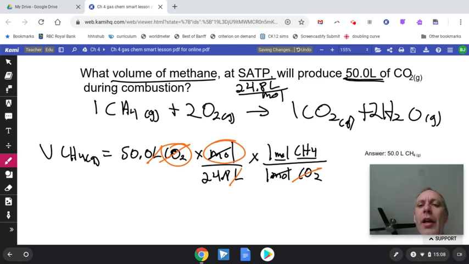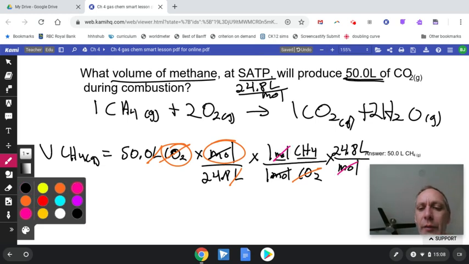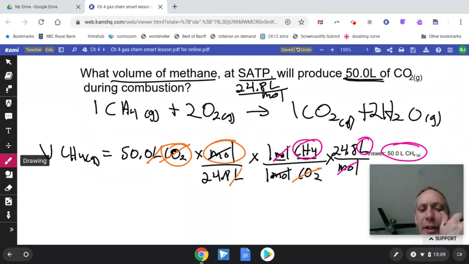And we want volume of methane. Well, that's easy. Because it's still at SATP, we can turn moles into volume using our molar volume. So now the moles cancel out, and we are left with liters of CH4. Plug all the numbers in, and you get 50 liters of CH4. Okay, well, that's interesting. Let's turn our brains on for a minute and take a look at this. We started with 50 liters of CO2, and we finished with 50 liters of methane, the exact same volume.